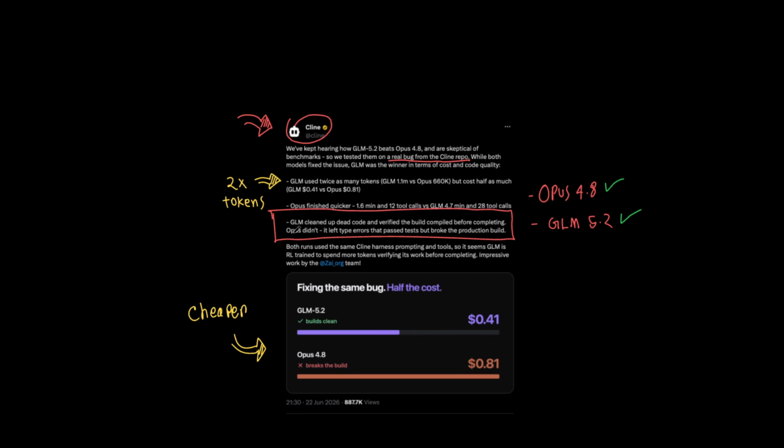Opus skipped that. It left type errors that passed the test but broke the production build, so that's what we're looking at today. GLM 5.2. What is it, how it works, and why it performed the way it did.